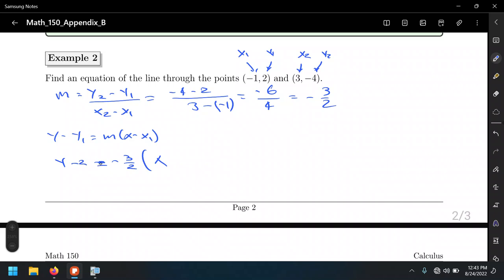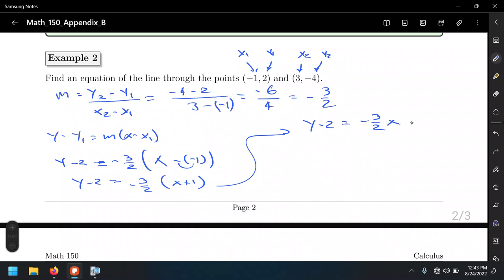So y minus 2 and x minus negative 1. Okay, y minus 2 equals, let me use a smile rule here, -3/2 x plus 1, and that's y minus 2 equals -3/2 x minus 3/2, and just solve for y. Y equals -3/2 x, and 2 minus 3/2, 2 times 2 is 4, minus 3, it's 1/2. And that's the final answer. All right?